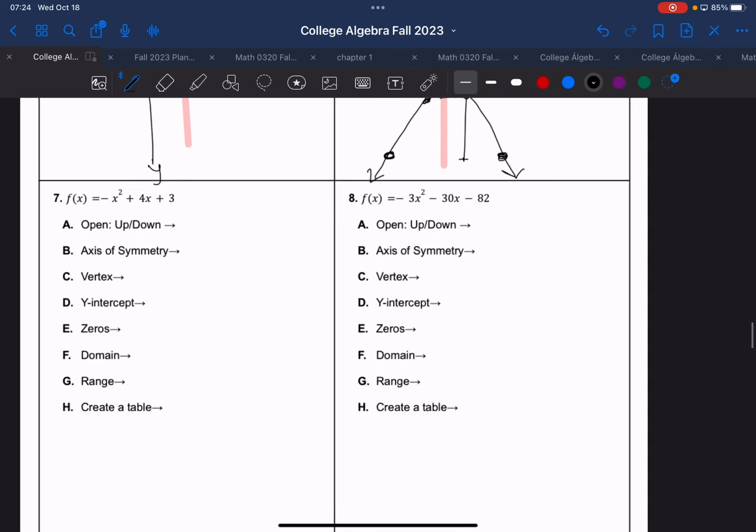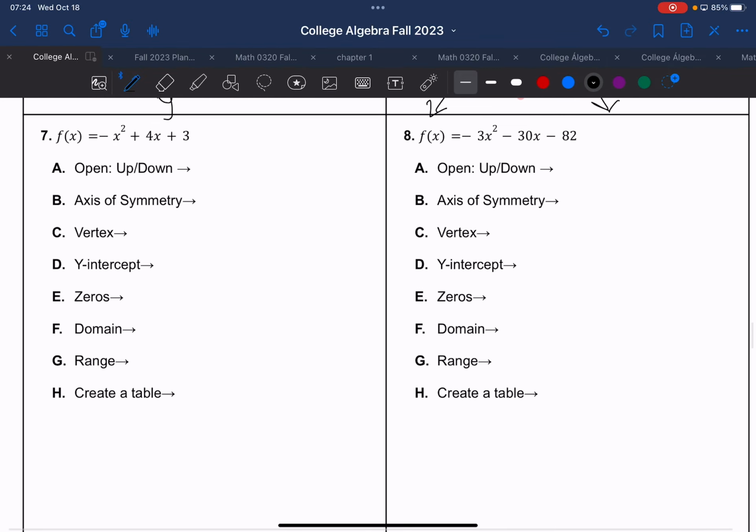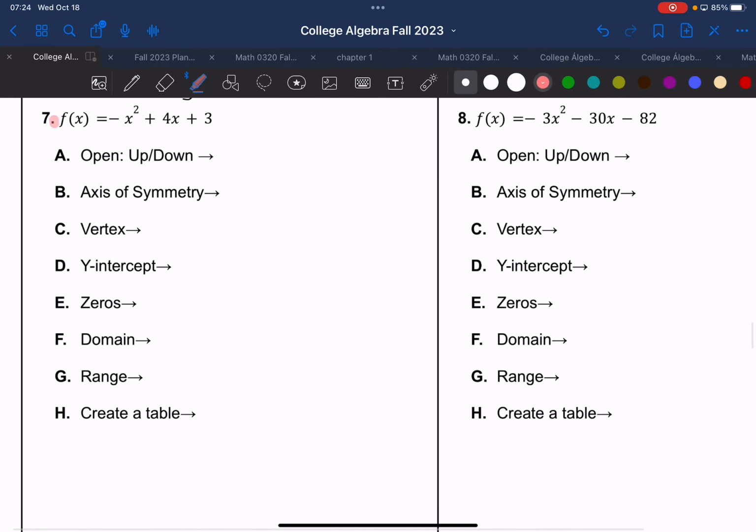As long as you are plotting those things, you're going to get your graph. Okay, so we have 2 more problems here. So we're doing the same thing. We now have the function -x² plus 4x plus 3. So looking at that function, is it going to open up or down? Down, and how do we know? That negative in front of the x².